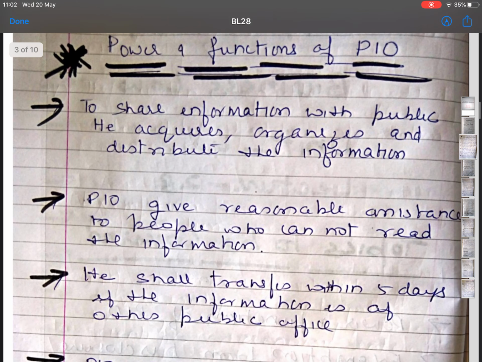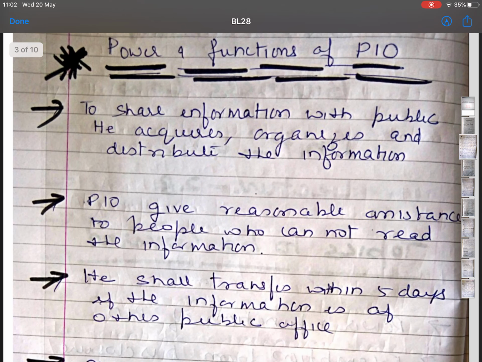So I'm starting with power and functions of PIO, that is public information officers. I've already discussed in my last lecture who are public information officers. Public information officers are the people who give information to the people who are seeking information from public authorities. So this is the responsibility of every public authority as per the Act. They have to appoint PIOs to give information to the people seeking information or requesting information from that public authority.